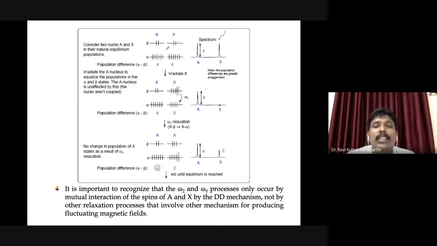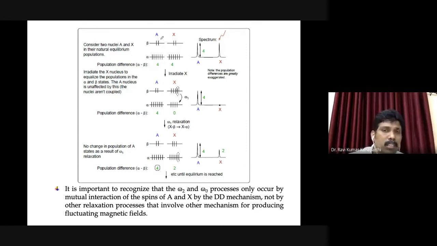So let us go point by point. Here I have shown this is the A, this is the X. On the left-hand side, the blue color indicates the A spin, one nucleus, and the red indicates the other nucleus. This alpha and beta represent A, and this alpha and beta represent X. As usual, there is a population difference from the ground nuclear energy state to the excited nuclear energy state. Therefore, you will see a corresponding NMR signal when you record it.